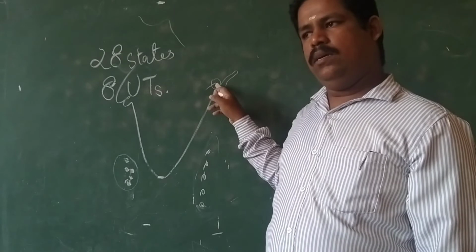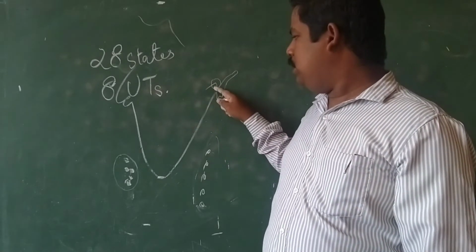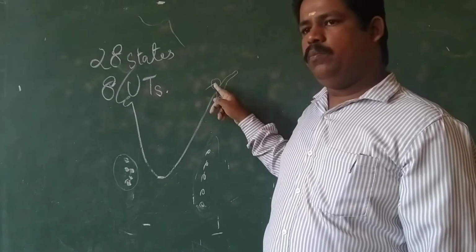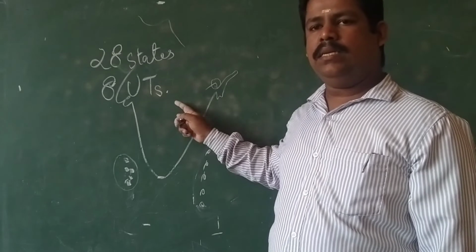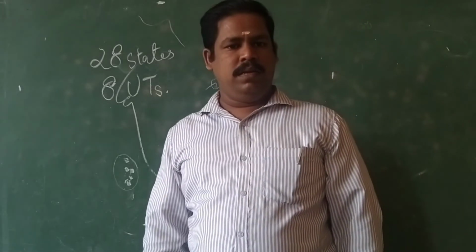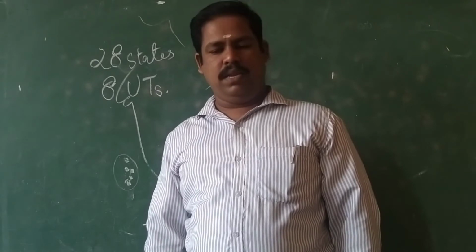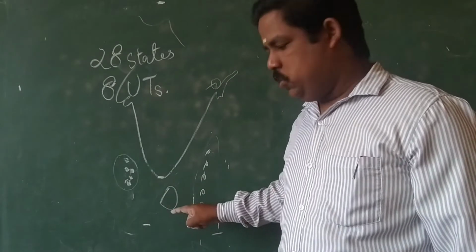Clear? And Uttar Pradesh is the most populated state in India. Sikkim comes here. Sikkim is the least populated state in India. Uttar Pradesh is the most populated state in India. So this is about the administrative divisions of India. Here there is an island country called Sri Lanka.